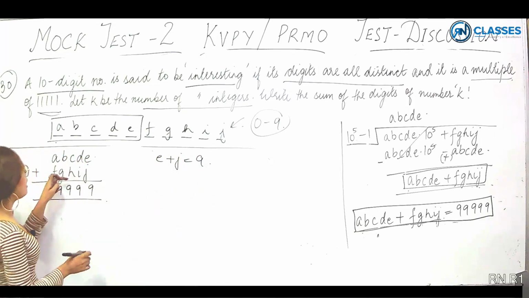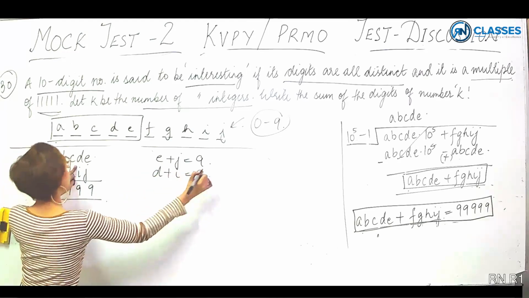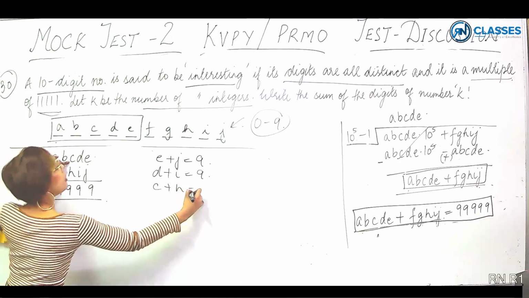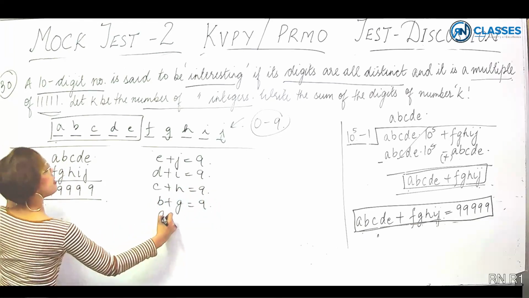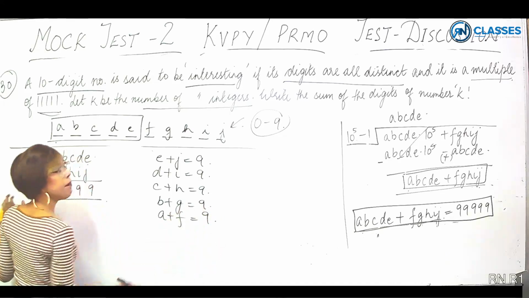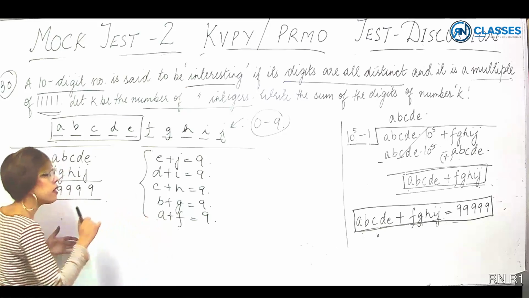Right? Similarly, here 9 will only be possible if D plus I is equal to 9, and C plus H is equal to 9, and B plus G is equal to 9, and A plus F is equal to 9. Right? If this has to be satisfied, this has to be satisfied.